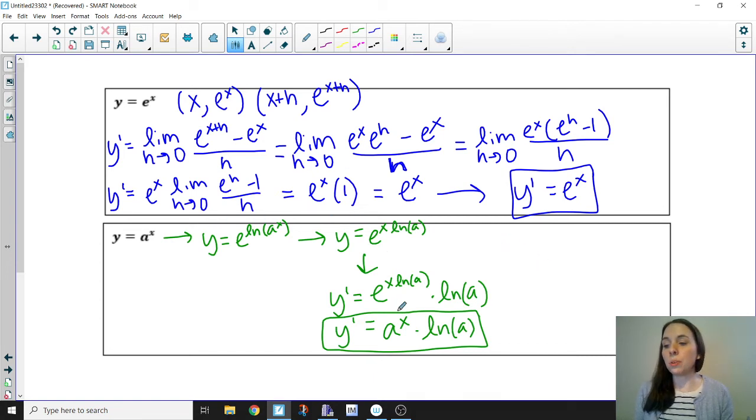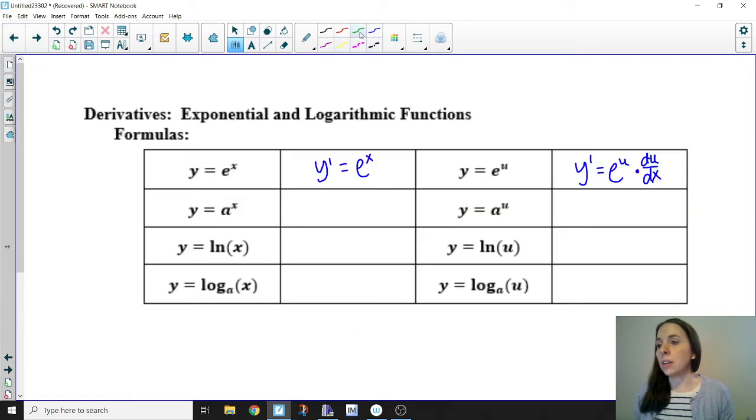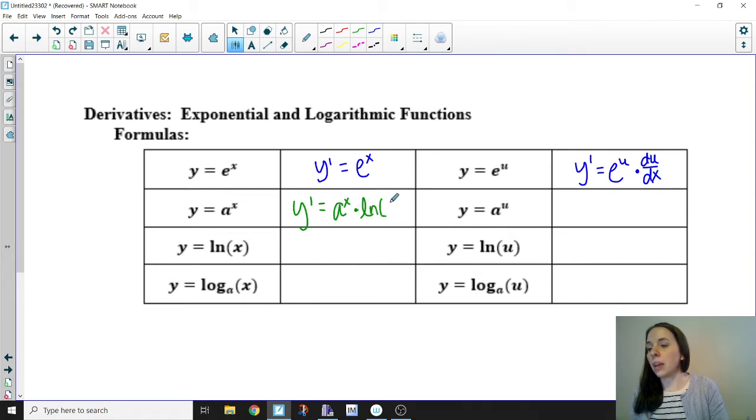It is just a proof, though, of this formula, and the most important thing we need to gather from it is the formula. The derivative of y equals a to the x can be written as y prime equals a to the x times the ln of a. Okay, or in u form, we can say it is y prime equals a to the u times the ln of a times du over dx.